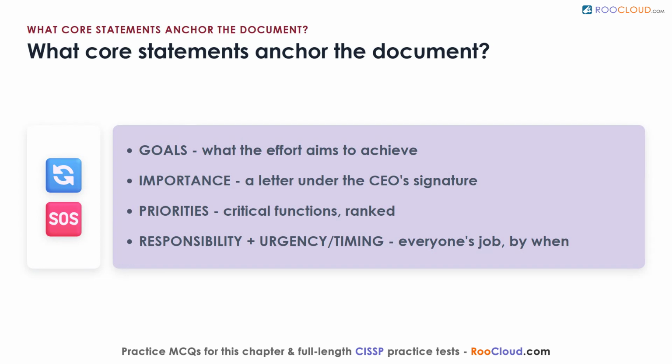The statement of importance conveys how critical the plan is, ideally as a letter under the chief executive officer's signature, which gives it tremendous weight. The statement of priorities lists the critical functions in ranked order, drawn straight from the identifying priorities stage. The statement of organizational responsibility declares that continuity is everyone's job.